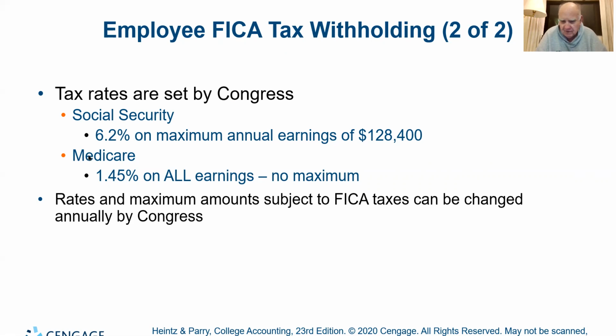And that 7.65 is broken down into 2 components. 6.2% of that is for Social Security. And everybody has to pay 6.2% in taxes until you get over $128,400 for the year. In other words, if you earned $128,400 exactly at the end of June, say, come July, you pay no more of the Social Security tax. That's called a tax limit. Medicare has no limits. So everybody pays the 1.45%.